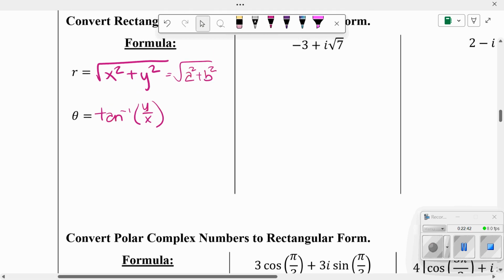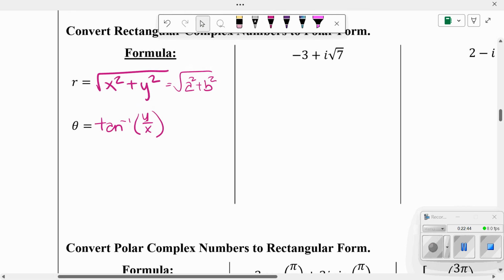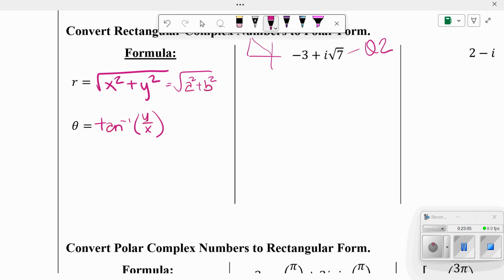Okay, let's look at our first problem here. It's -3 plus i square root of 7. So let's check it out. First off, what quadrant does this put me in? Where is -3 plus i square root of 7? Well, -3 is the real number, so that's going to put me left, and i square root of 7 is positive. So I'm up here somewhere in quad 2. This is going to be placed somewhere in quad 2.